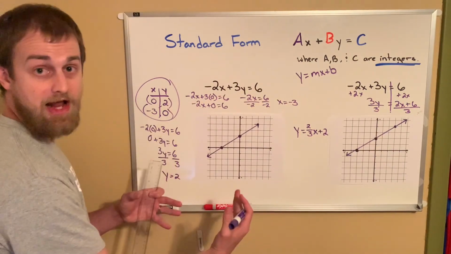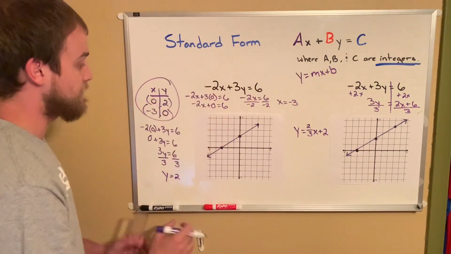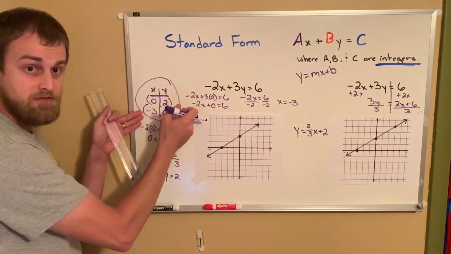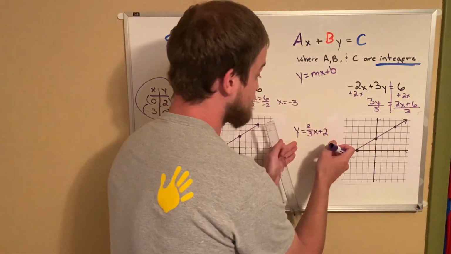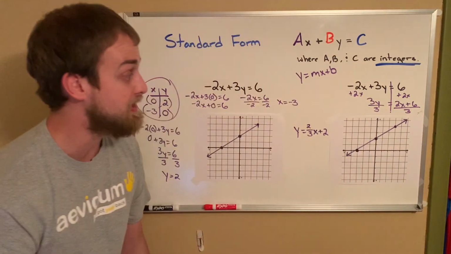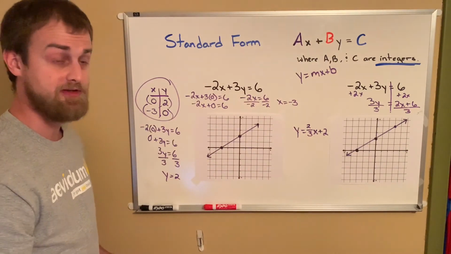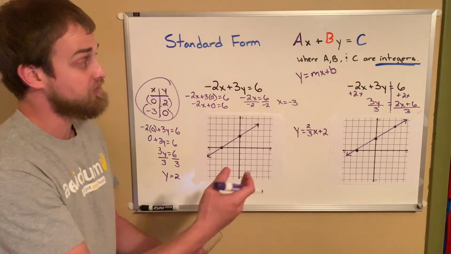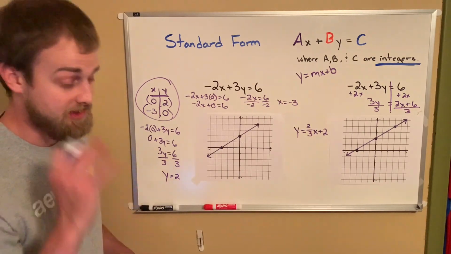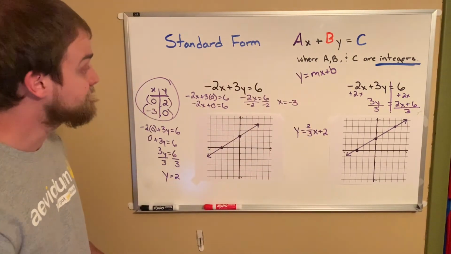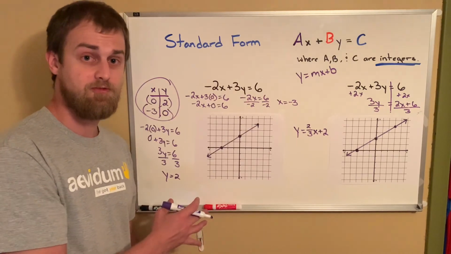So we have two strategies when it comes to graphing standard form. We can either use a mini table, or we can solve for y and graph it using slope-intercept form. You pick the strategy that works best for you, or practice both. Both are good to know, and they're great for your algebraic thinking moving forward. But that's how we graph standard form equations.